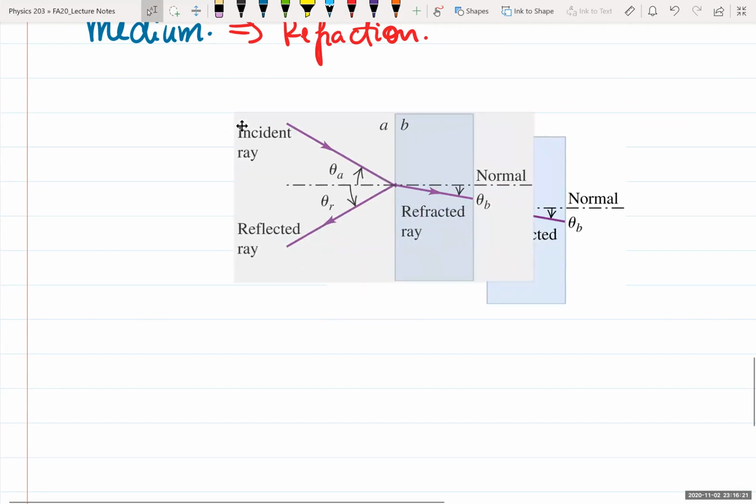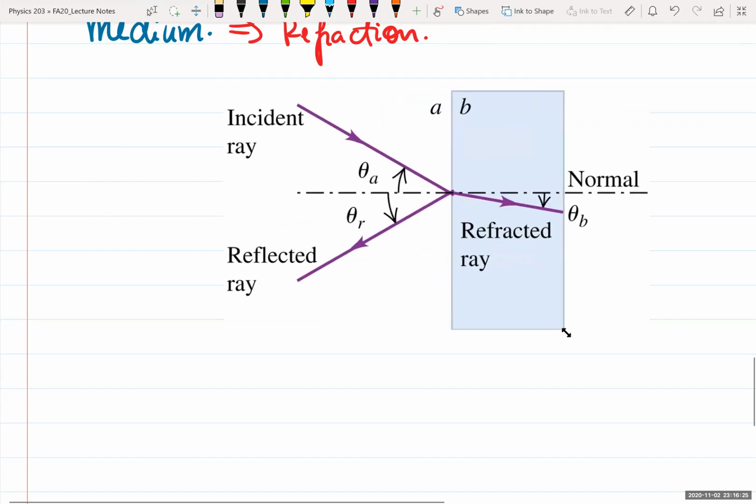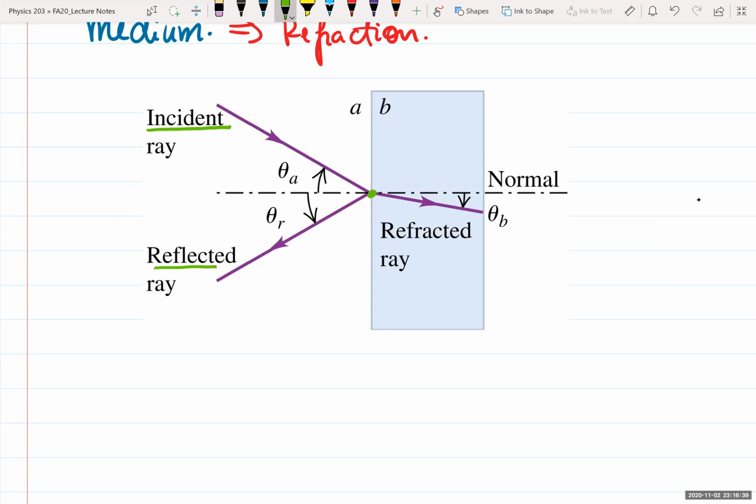Okay, this is in your PowerPoint. This is on slide 6 on your PowerPoint. Okay. So as you can see here, this is your incident ray. This is the incoming ray. It hits the boundary and it bounces back. And this is what we call the reflected ray. This is the reflection taking place. And some of the light goes through, and this is what we call the refracted ray or refraction.